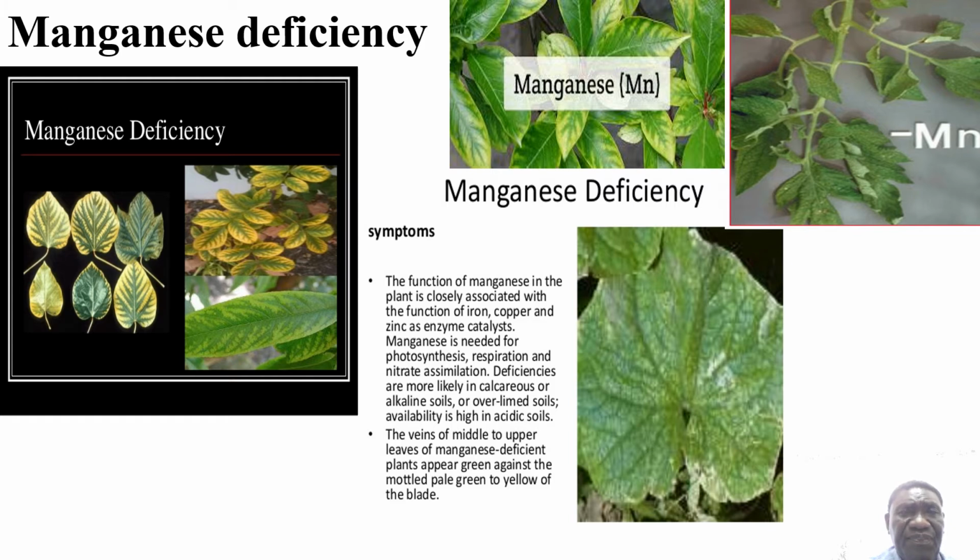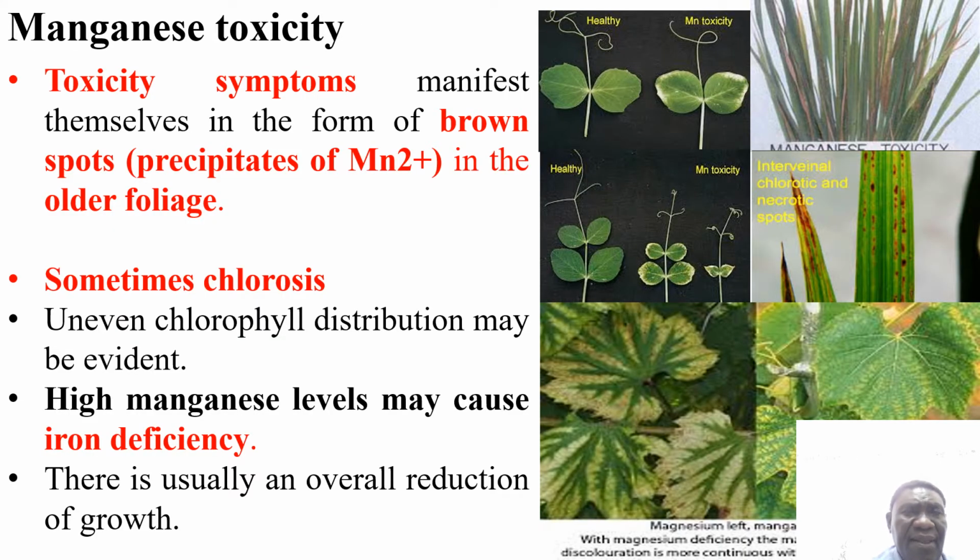Manganese is another element. If it is deficient, we can see white patches with green veins. Toxicity symptoms manifest themselves in the form of brown spots. These are precipitates of manganese in the older foliage.